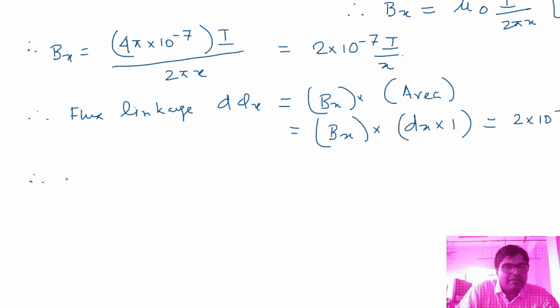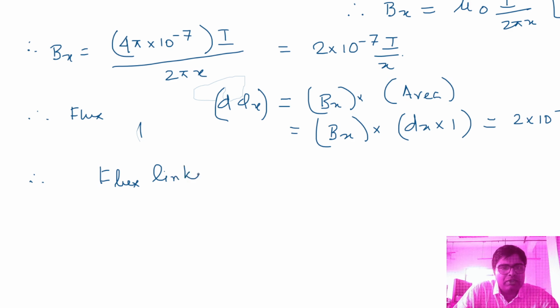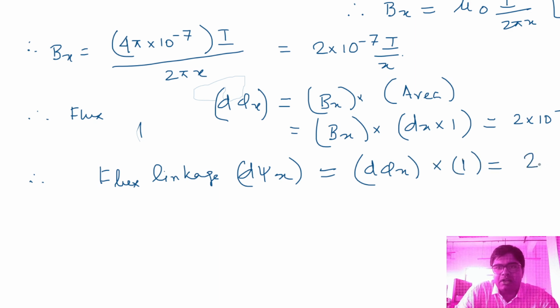So once we got the flux, sorry, this is not a flux linkage, this is flux. Now once we have the flux, we are going to get the flux linkage d psi x for external effect. Now this external flux will link all the current, so it is d phi x multiplied by 1. Since all the flux will be linking to the current, it is straight away multiplied with 1.